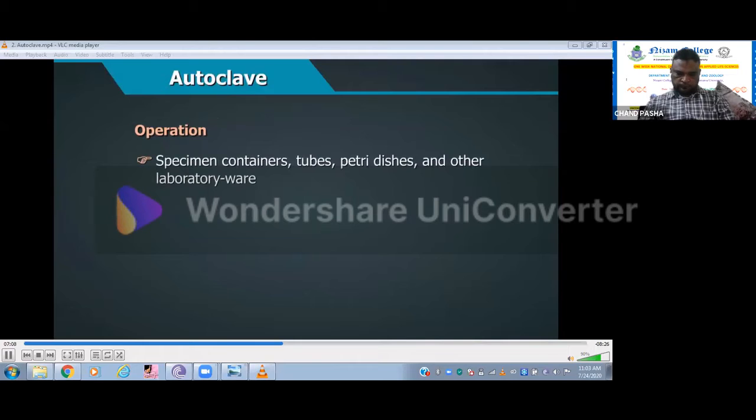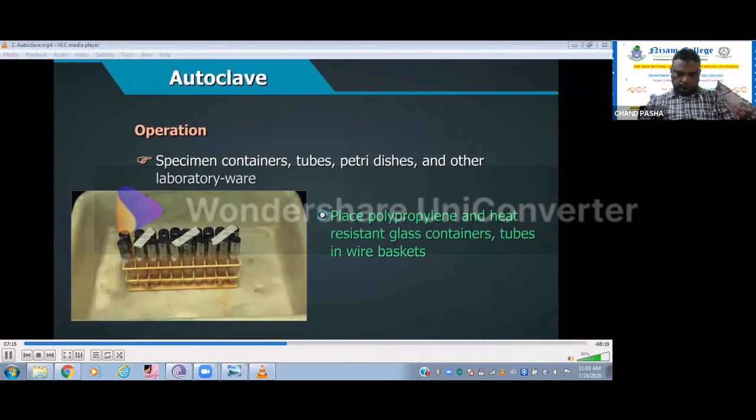Specimen containers, tubes, petri dishes, and other laboratory ware. Place polypropylene and heat-resistant glass containers, tubes, and other items in wire baskets or other suitable open-sided holders. When loading, make sure the caps of the containers and tubes are loosened.